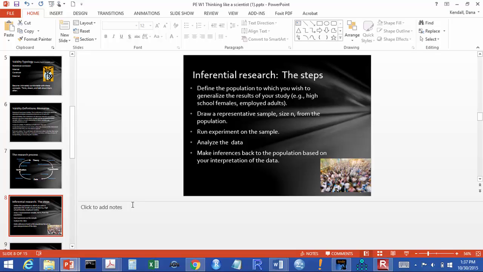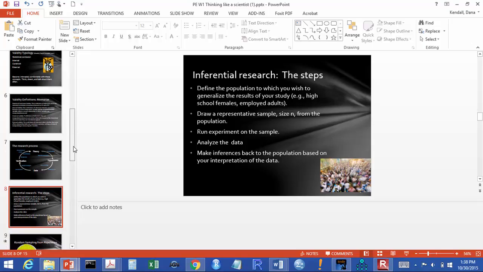All right, so inferential research. When we think about inferential stats or research, this is what we mean. First we define a population to which we wish to generalize the results. This could be children ages such and such to such and such. It could be women in the city of Seattle working part-time. You set that up beforehand and you make it as broad or as narrow as you wish. After that, you draw a representative sample from that population of a certain size, size n, and you run an experiment on the sample or collect data, analyze it, and then make inferences back to the population based on that data. So this is the inferential process.